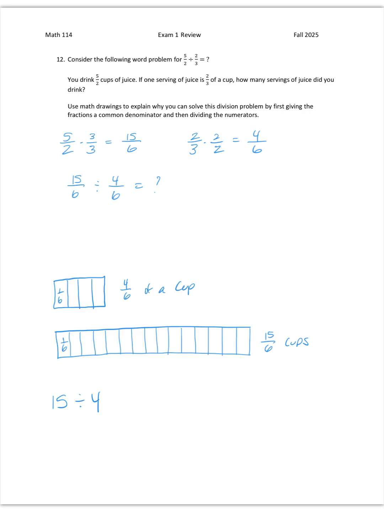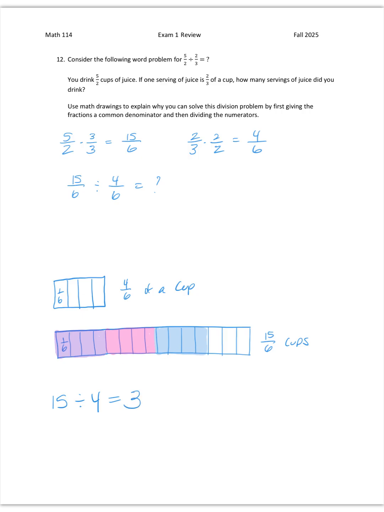And we can answer by marking out each serving. There's a serving of 4, and I'll switch color. Here's another 4. There's 4 more 6ths, which is 1 serving. And then I have 3 left over. So I know I get 3 full servings: 1, 2, 3 full servings.